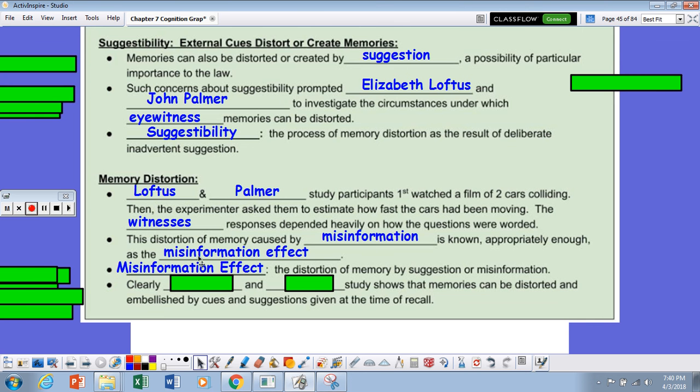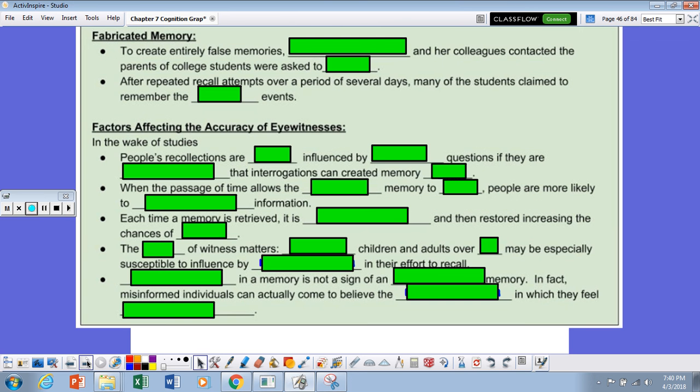The misinformation effect: this is the distortion of memory by suggestion or misinformation. Clearly, Loftus and Palmer's studies show that memories can be distorted, embellished by cues or suggestions given at the time of the recall.